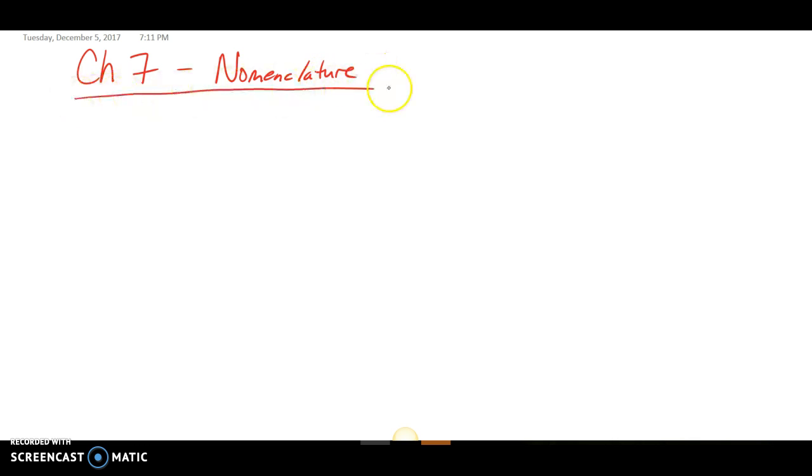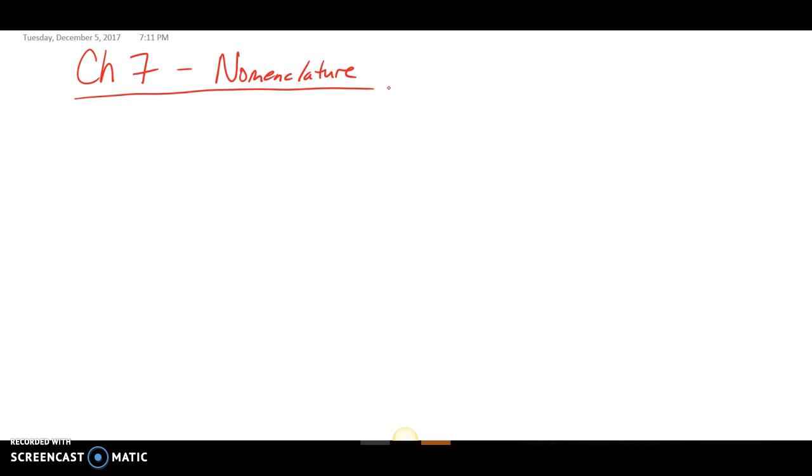Hi, everybody. Today we're going to start Chapter 7, which deals with nomenclature, so names and formulas of compounds. Chemistry has a pretty vast vocabulary, and it's almost like learning a new language, learning to name and write the formulas of different things. But this is going to be a super important chapter.